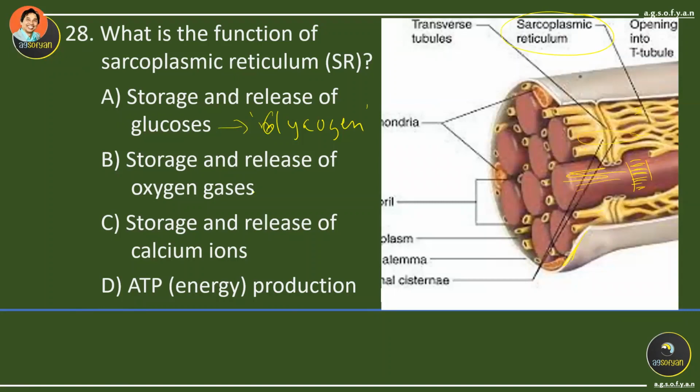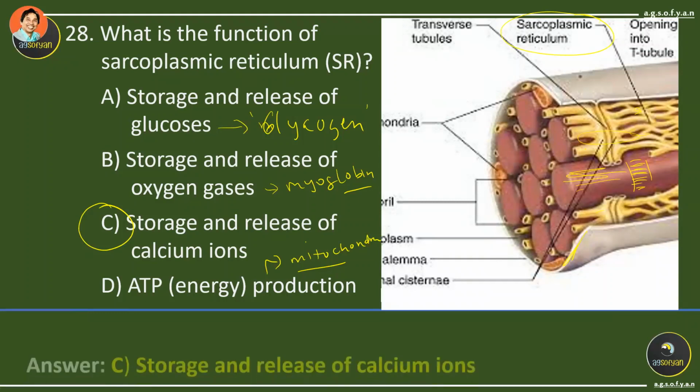Storage and release of oxygen gas? It's not. The structure that carries oxygen is called myoglobin. It is not the sarcoplasmic reticulum. Energy production, of course, it is not, because energy production is done by mitochondria, right? Then the correct answer will be storage for calcium ions. That's the function of the SR.